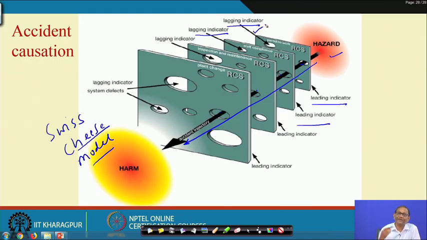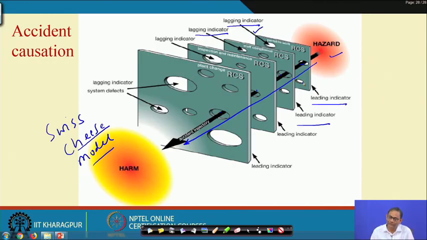Lagging means after-event indicators. What is the event here? It may be a large top-level accident, or it may be a first aid case or near miss, or while inspecting you may find some maintenance operations and other issues, design issues, all those things. So, failure of the risk control systems, ultimately those events will talk about lagging indicators.